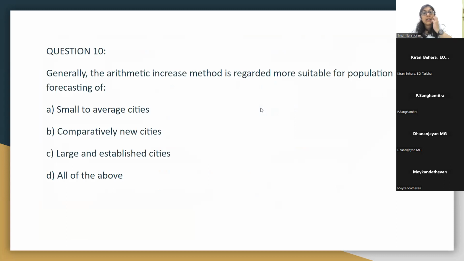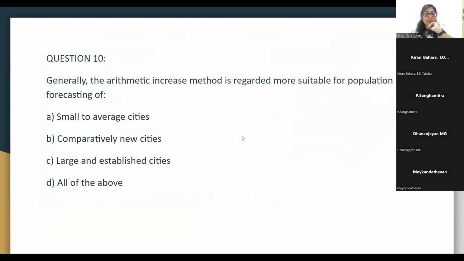Now, arithmetic increase method is regarded suitable for population forecasting of. Now we have learned about moderate sized places. What kind of place is suitable for using an arithmetic increase method? Is it small to average cities or comparatively new city, large and established cities? Mujahid said C, Kiran is saying B.